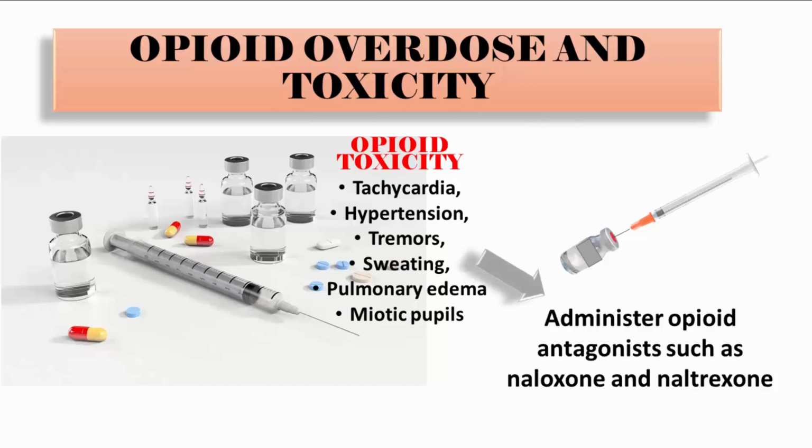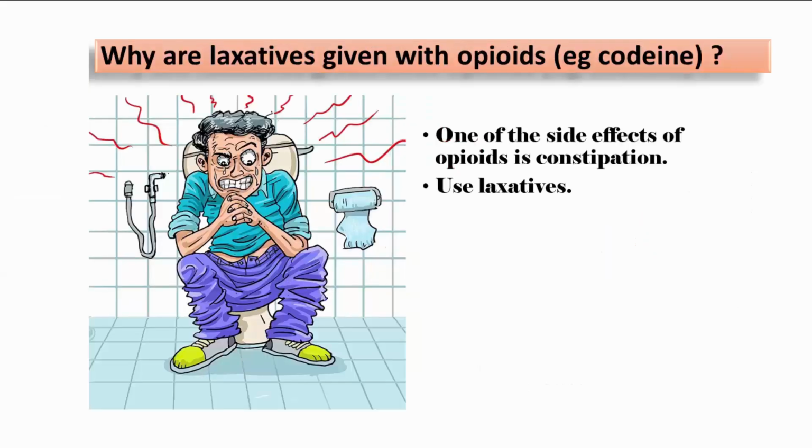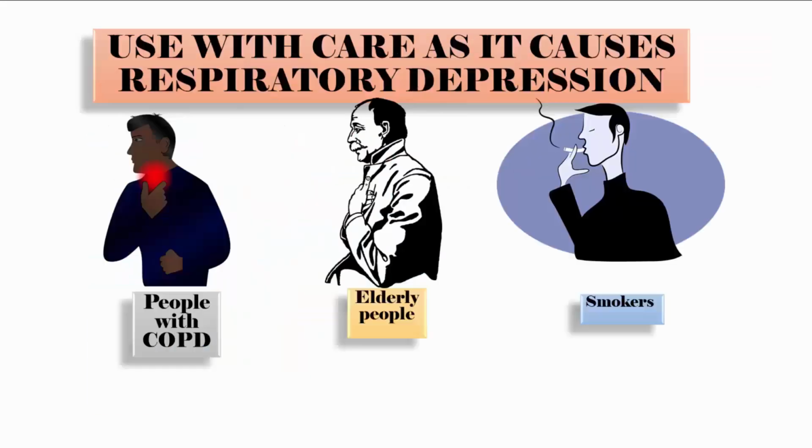So, whenever a patient is suffering from opioid toxicity, we have to administer opioid antagonists such as naloxone and naltrexone. Naloxone can reverse and block the effects of other opioids such as heroin, morphine, and oxycodone. Side effects of opioids, mainly codeine, which is also an opioid, include constipation, so we give laxatives along with this drug. We talked about how opioids cause respiratory depression and should be used cautiously in people with underlying COPD, elderly people, and also people who smoke too much.